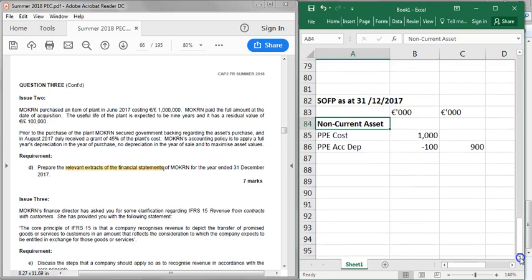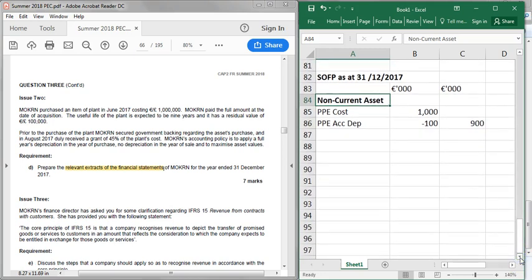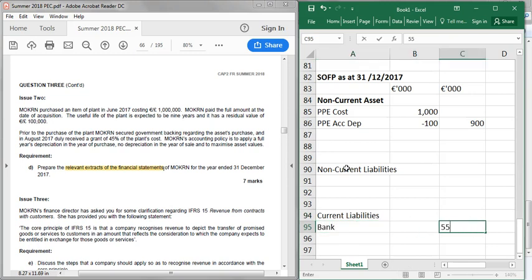You come down along then. What else will you have? You don't have any other impact on your assets, but you do have one or two things here. You will have your non-current liabilities, and you will have your current liabilities. Your current liabilities, you will have a bank position of 550. Now where does that come from? Well, you paid $1 million out of the bank and you got 450 in. So your net credit, we're assuming an overdraft of 550. Because again, we don't assume anything else is in the bank account.